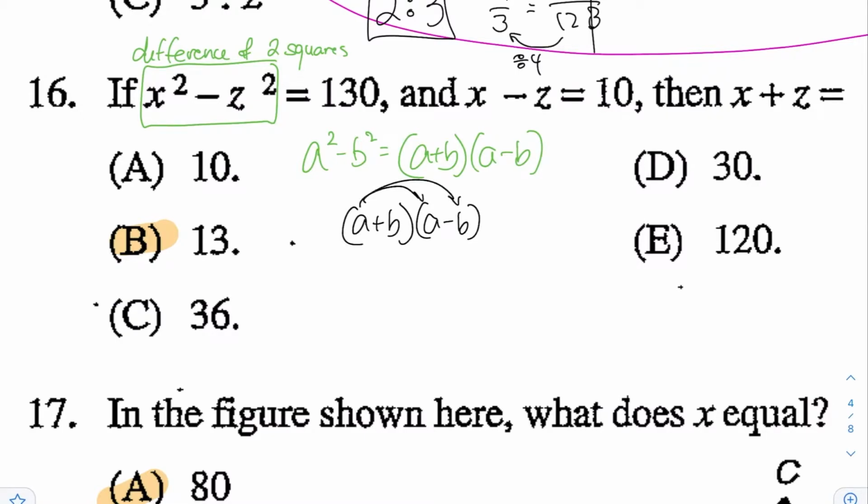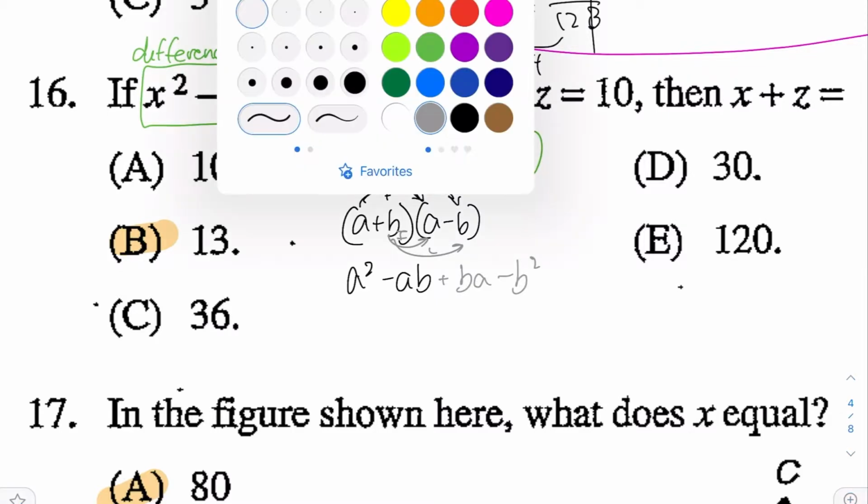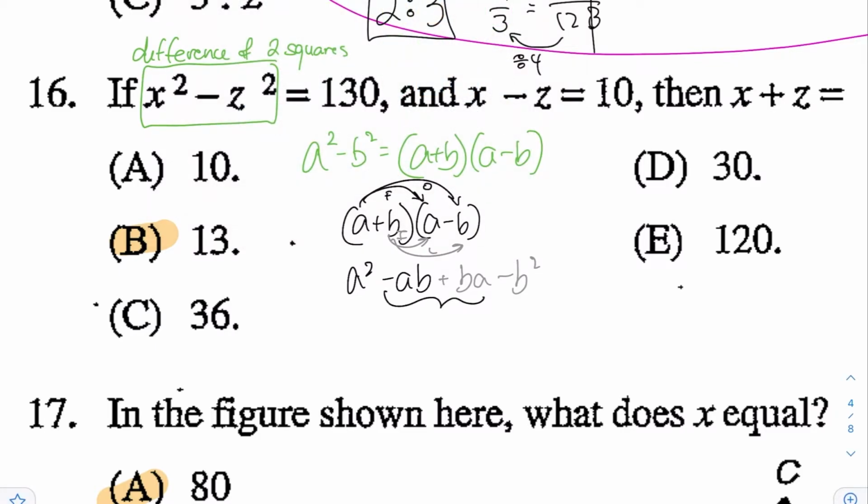So you have a times a, which is a squared, that's the first. And the outer is a times negative b, or minus ab. The inner and the last are b times a, or ba, and b times negative b, which is minus b squared. And here the middle two terms are the same, but opposites, so they cancel out. So you just get a squared minus b squared.